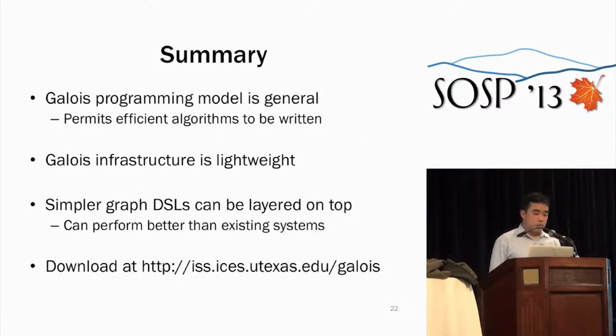So, in summary, the Galois system is a general programming model which permits efficient algorithms to be directly implemented. The Galois infrastructure is lightweight. In particular, we're able to layer several other graph analytics DSLs on top of the Galois system, in many cases outperforming the original implementations. All these results are available online at the website cited below.